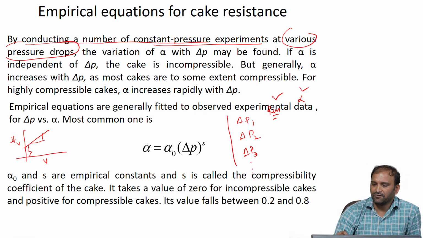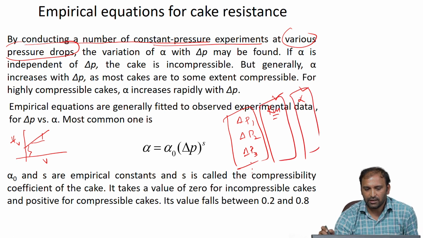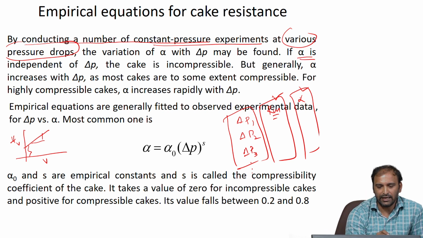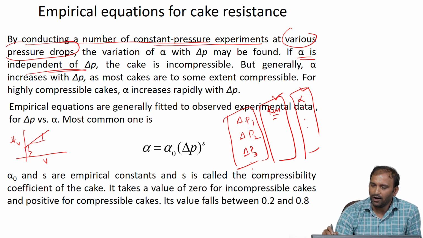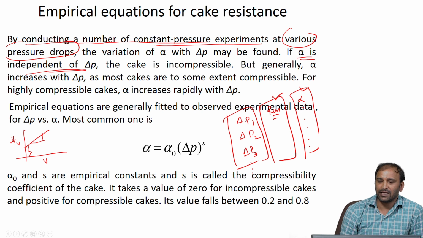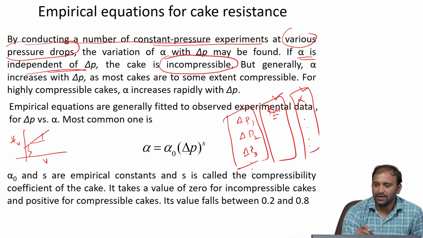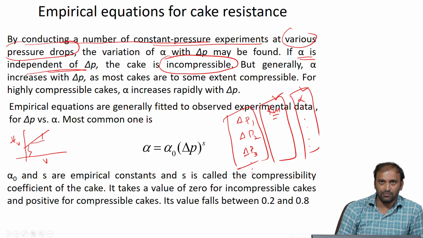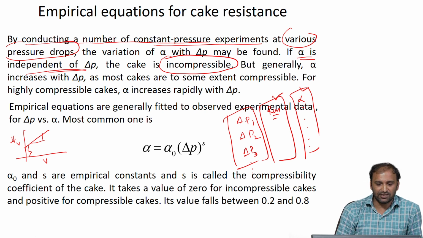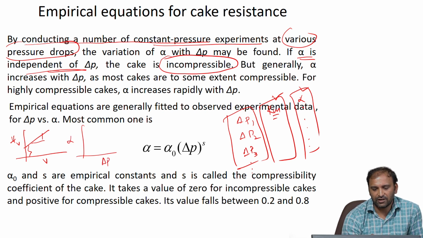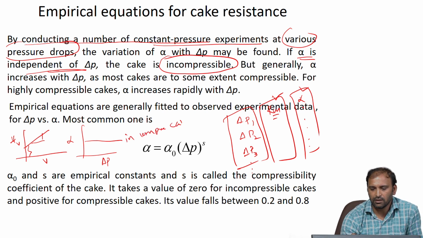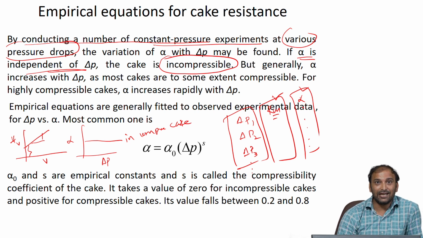Therefore, for a set of delta P conditions I can calculate alpha and Rm, and if alpha is independent of pressure drop, that means no matter what pressure drop is maintained, if alpha remains constant, then I can say that the cake that is formed is incompressible. However, that need not be the case. That means if I plot alpha versus delta p, if it remains constant, it is an incompressible cake. However, that need not be the case.